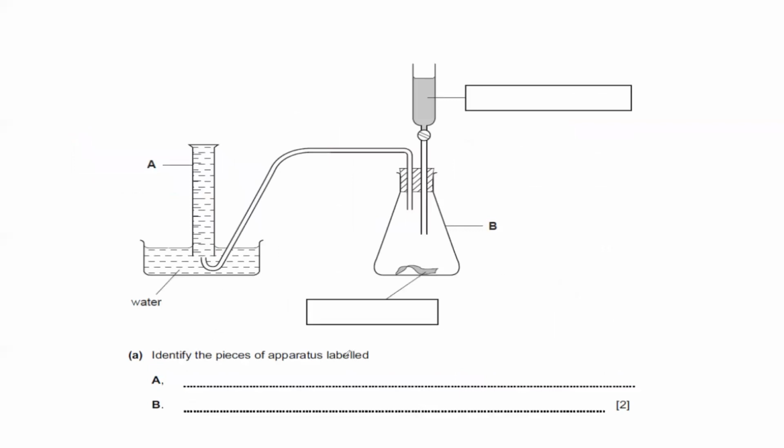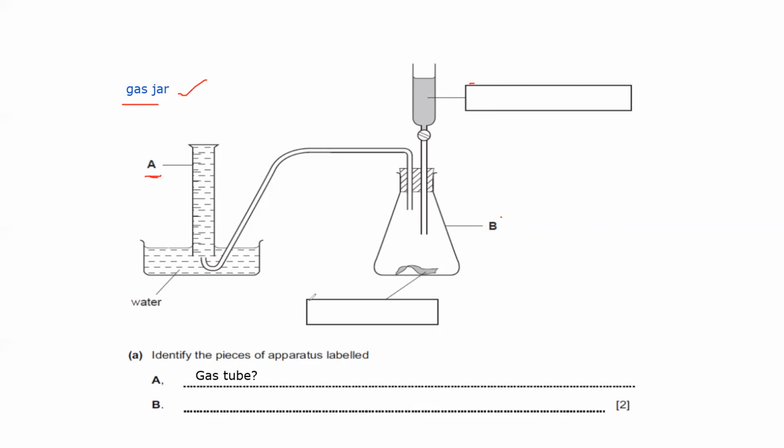Identify the pieces of apparatus labeled. What about the first one, A? What is A? A gas jar. And how do you recognize it's a gas jar? Not gas tube, gas jar is the best word. Why? Because you don't find labels. If you find a label, then it can be a measuring cylinder. Yeah, that's right, Heather. What about the second one?